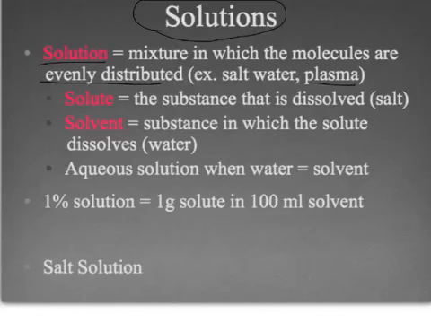A couple of other vocab words. When we're talking about any kind of solution, the solute is the thing that's being dissolved. In our example of salt water, the salt is what's being dissolved, so that's the solute. And then the solvent is the substance that's doing the dissolving, or in which the solute is dissolved. In salt water, the solvent would be water. And one last vocab word for you: any solution where water is the solvent is called an aqueous solution.